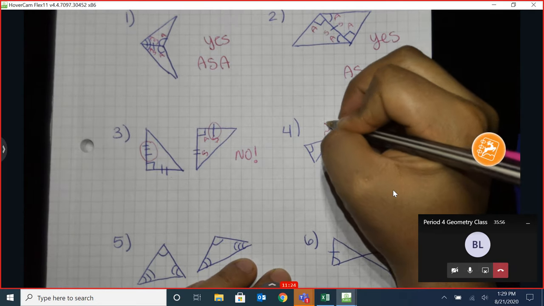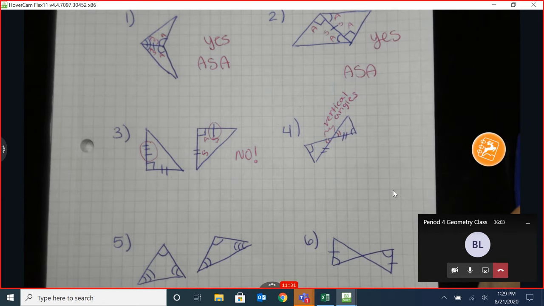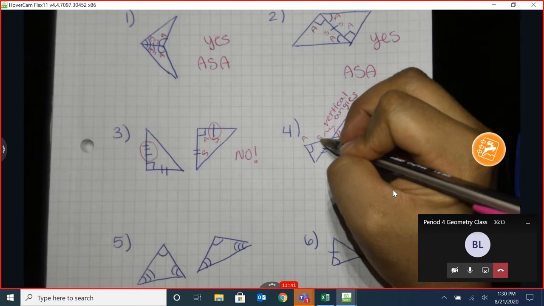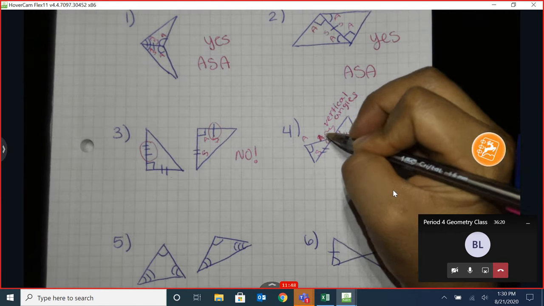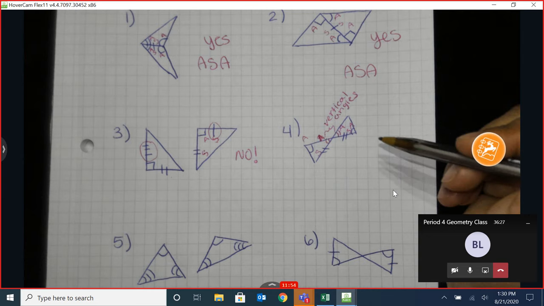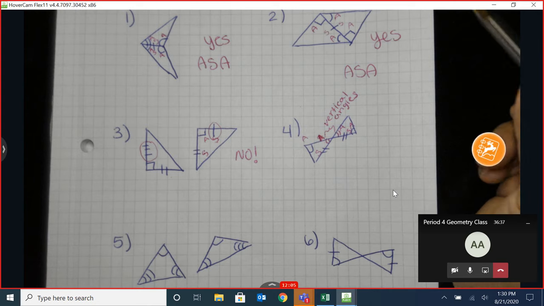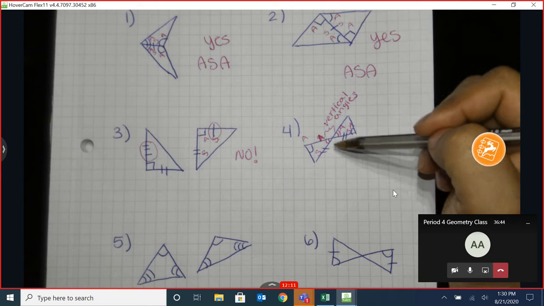These are called vertical angles. Remember that from yesterday? Vertical angles are congruent. That's why I can go ahead and label it. So far, based off this, I have an angle and a side and a side. No, I'm wrong. Angle, right? And a side. I have an angle, a side, and an angle. Are these two congruent? Yes or no? You're saying yes. Okay, let's see. I have an angle and an angle and a side. I do have angle, angle, side, right? So we're good here.